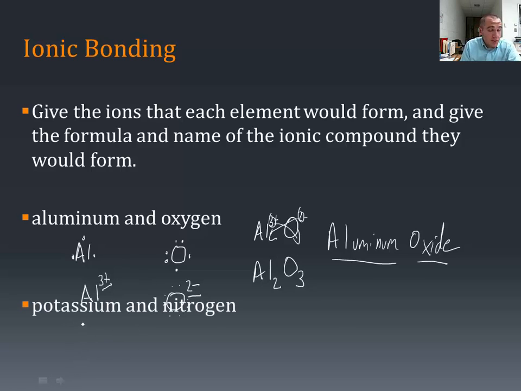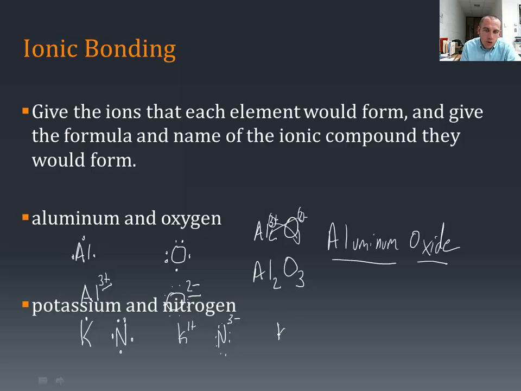Okay? Potassium and nitrogen. Potassium sometimes is hard to find on the table unless you remember potassium is K. K is group 1. It's got 1 valence electron. Nitrogen is a group 5A element. It's got 1, 2, 3, 4, 5. So I should be able to look at potassium and go K is a 1 plus. Nitrogen will be a 1, 2, 3, 4. So it needed to get 3 electrons. That's a 3 minus ion.